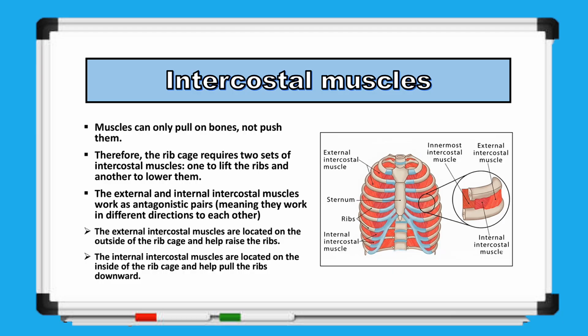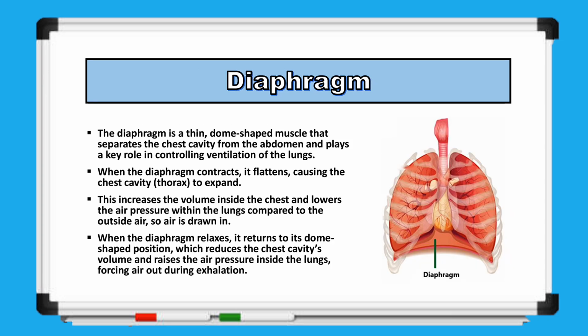So overall, these muscles, the external, internal, and innermost intercostal muscles, along with the ribs and the sternum, work together in a coordinated way to enable the chest to expand and contract with every breath we take. Now, let's talk about the diaphragm, one of the most important muscles involved in breathing. The diaphragm is a thin, dome-shaped sheet of muscle that separates the chest cavity from the abdominal cavity. It acts as a powerful muscle that controls the ventilation of the lungs. In other words, it helps us breathe in and out efficiently.